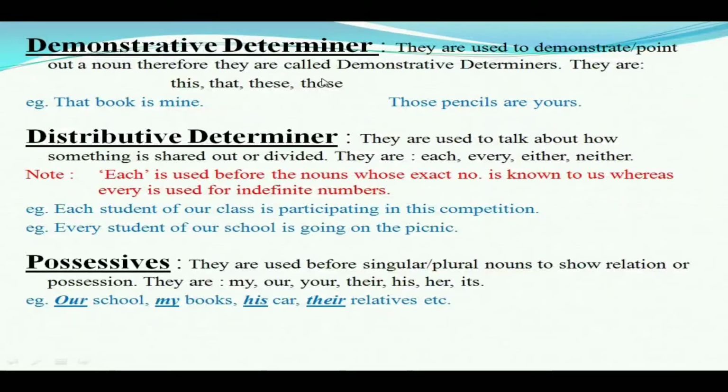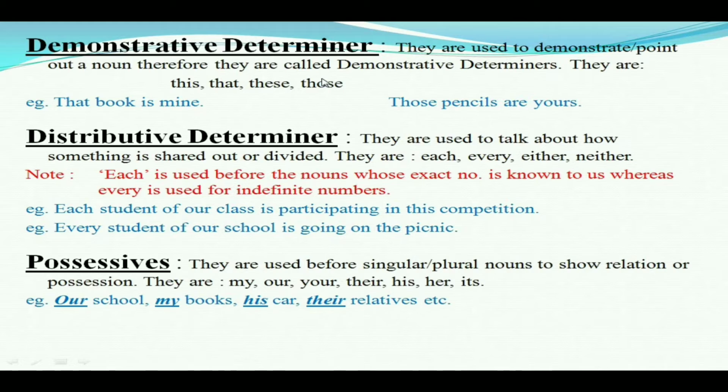Demonstrative determiner. They are used to demonstrate or point out a noun, therefore, they are called demonstrative determiners. They are this, that, these, those. For example, that book is mine, those pencils are yours. In both these sentences, that and those have been used to point out nouns, therefore, they are called demonstrative determiners.